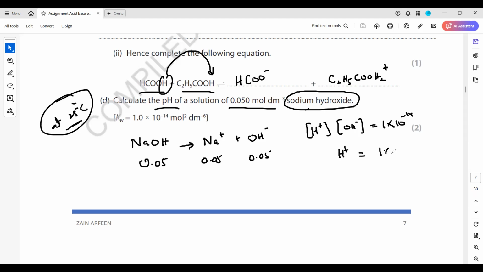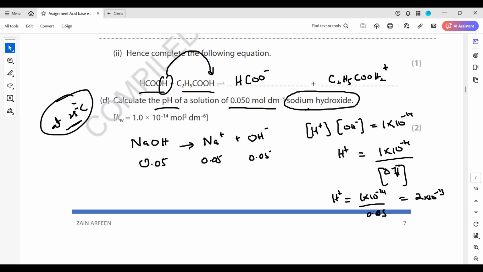So the hydrogen ion concentration will be 1 into 10 to the power minus 14 divided by the concentration of OH ion. So it will be 1 exponent minus 14 divided by the concentration of the OH ion. The OH ion in this is 0.05. That will give us the hydrogen ion concentration, and this value will be 2 into 10 to the power minus 13.